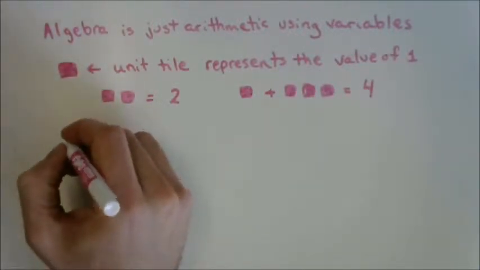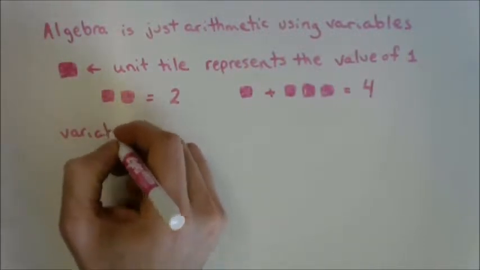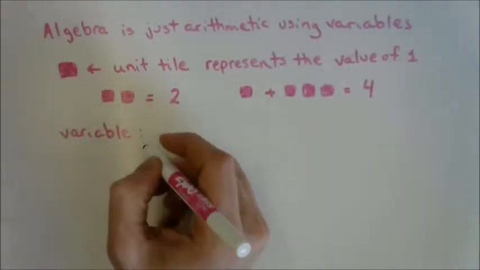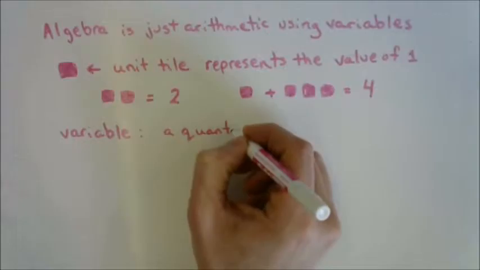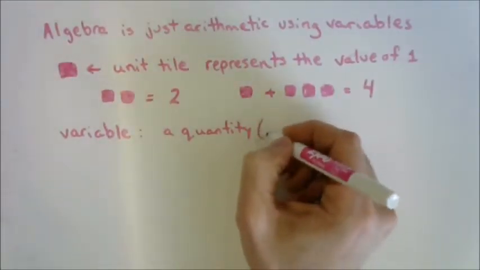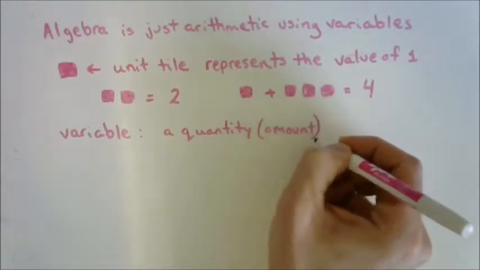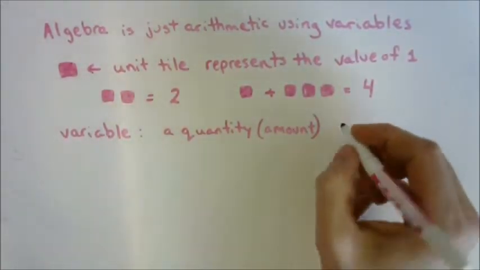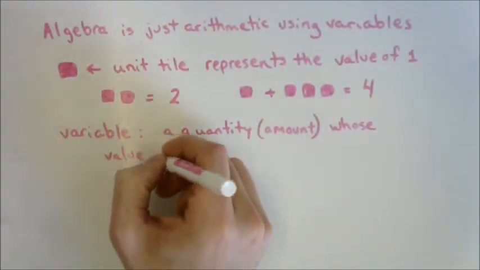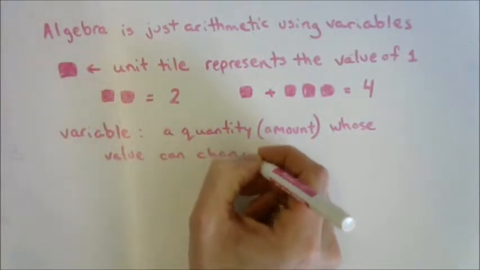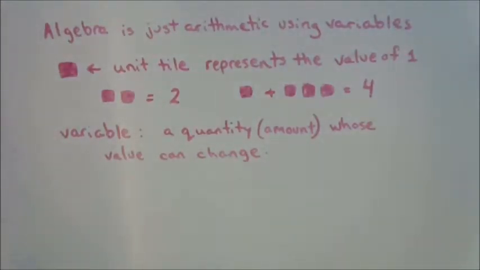The next little physical block that we're going to be using is, well, I'll write a little note first. We said that algebra is just arithmetic using variables. So what's a variable? This is a quantity, in brackets you can write an amount, a quantity or a value, whose value can change. So you don't know what it is. If you're talking about the value x, well, x could be 1, x could be 2, x could be -7.5. You don't know what it is. That's what makes it a variable.